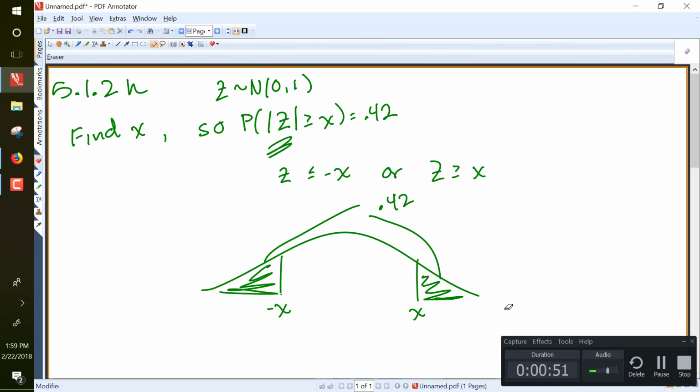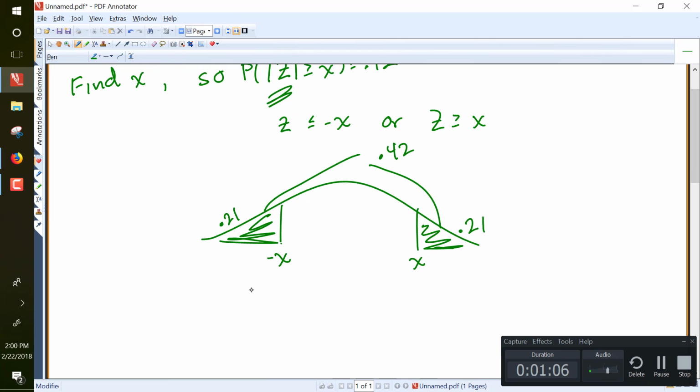There's no way to just look that up on our table, but you could say, okay, this should be symmetrical. That's negative x, this is positive x. So we should be able to just divide that by 2. So 0.42 divided by 2 is 0.21. So we should have 0.21 in each tail. So let's look up a 0.21 probability.